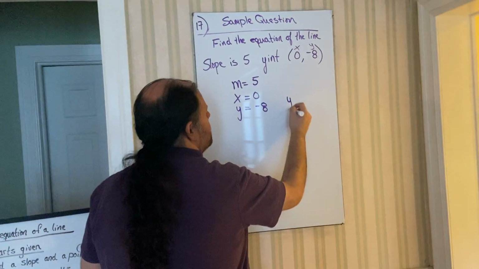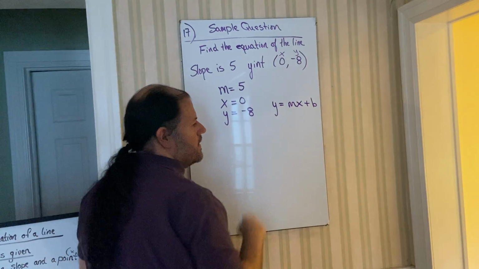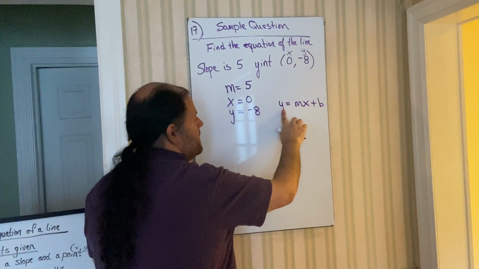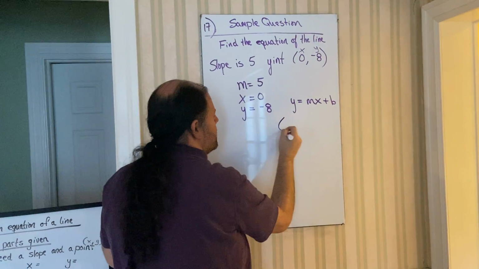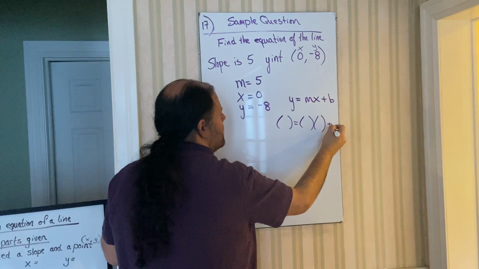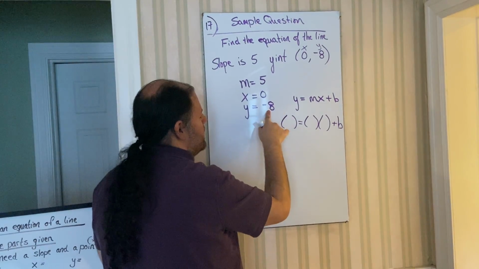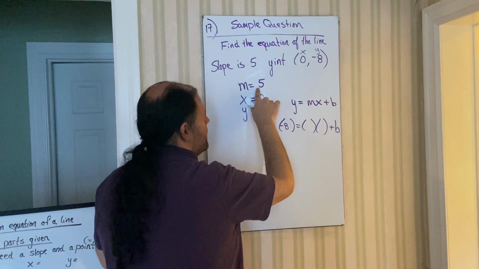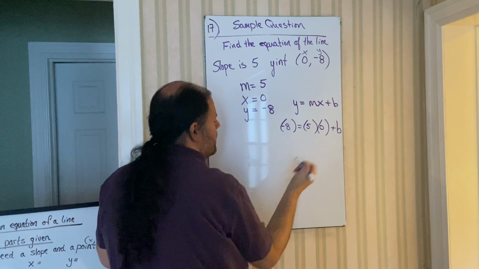Step 2 says remember that it's y equals mx plus b. Step 3 says plug in all these 3 pieces in this equation. Keep the letter b as a letter. So parentheses for y, parentheses for m, parentheses for x, but keep the letter b. So for y I'm going to plug in -8. M I'm going to plug in as a 5. X I'm going to plug in as a 0.